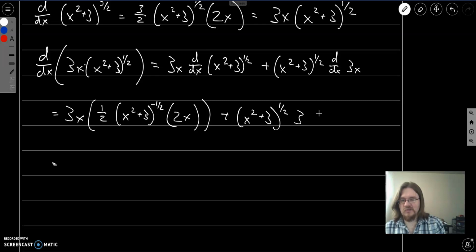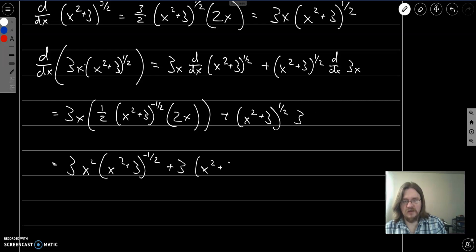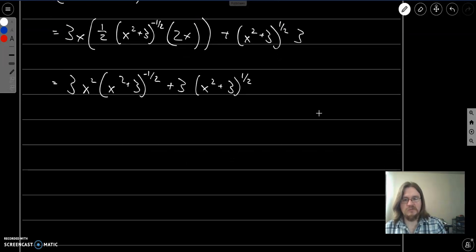And again, we can start to simplify this. So we've got a 1/2 and a 2. Those factors will cancel out. So we'll have 3. I've got my x squared. And then we've got x squared plus 3 raised to the negative 1/2. Plus 3 times this guy. And maybe this would be a good point to say that we can actually simplify this a little bit. I can rewrite this on the bottom of a fraction.